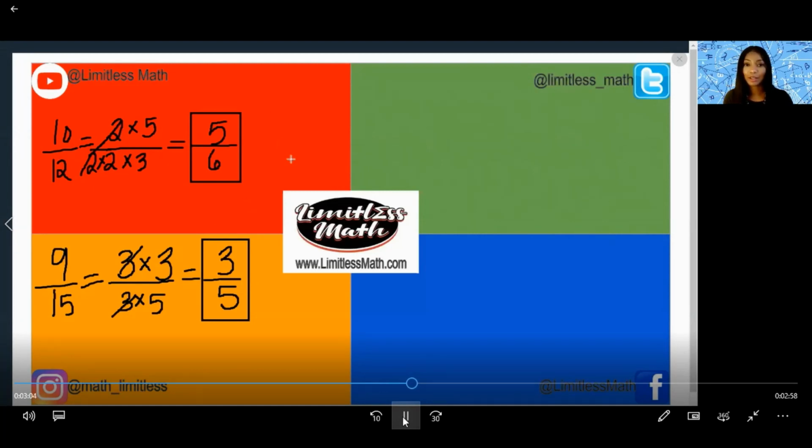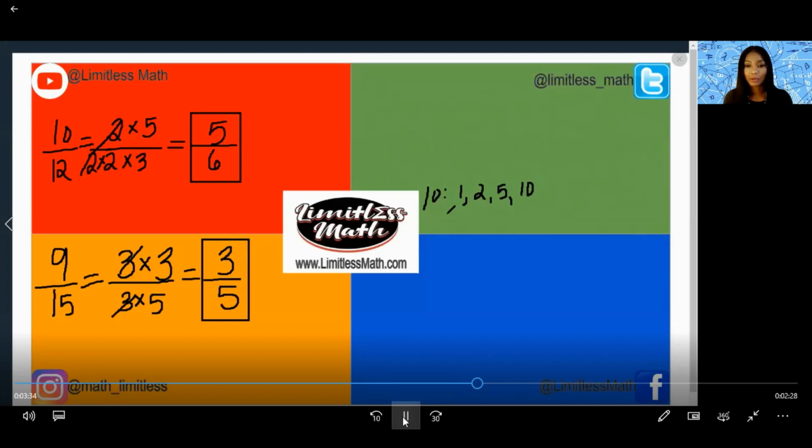The next easy way we're going to talk about is using what we call the greatest common factor. We also call it GCF. When we do this, we're going to need to find the factors of both the top and the bottom number first and figure out which one is the largest that they have in common. So we want to write out all of the factors of 10. That's 1, 2, 5, and 10.